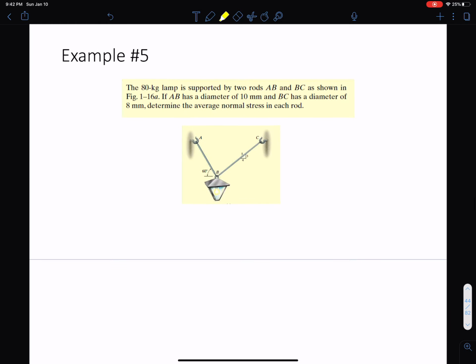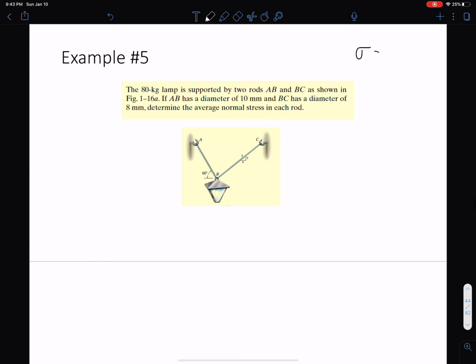All right, so let's try another example here. We have a lamp that is supported by 2 rods, AB and BC. Okay. If AB has a diameter of 10 and BC has a diameter of 8, determine the average normal stress in each rod. So basically what's happening here is this is 90% a statics problem. Okay, this is 10% mechanics of materials, and the only part that's mechanics of materials is you have to plug in just 2 equations for sigma equals force divided by area. So the mechanics of materials part is really simple. Okay, you just have to make sure you have the statics down for this.